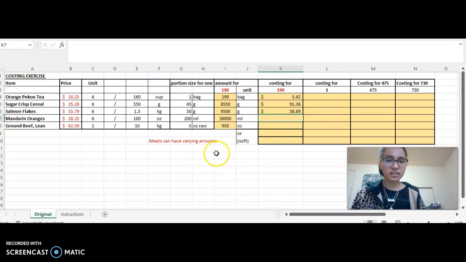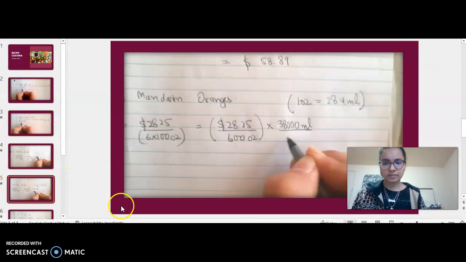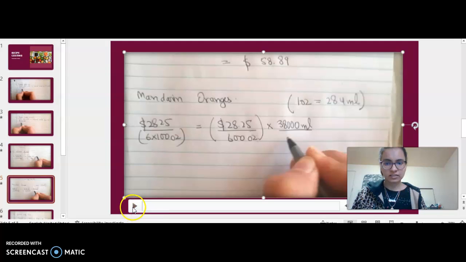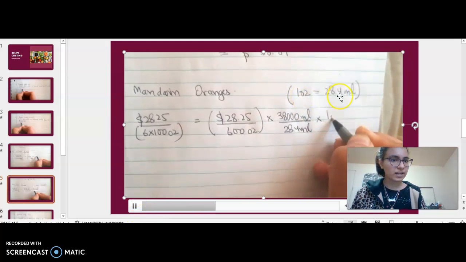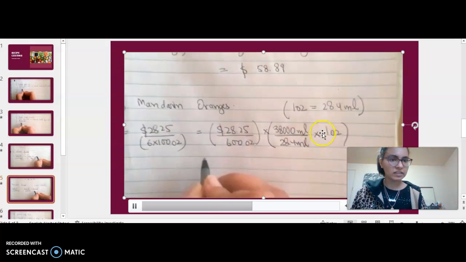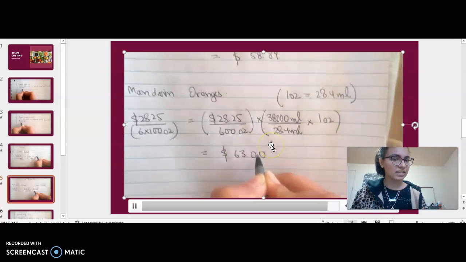And similarly, for oranges, we need to calculate the price, and the thing we need to keep in mind is we need to see the units. So here it's ounce and then ml. These are in ml, and we have the units in ounces, so we need to change it. So this is how we do it. See, price per unit into 1 ounce is equal to 28.4 ml. So we just simply divide it and convert in order to match the units.